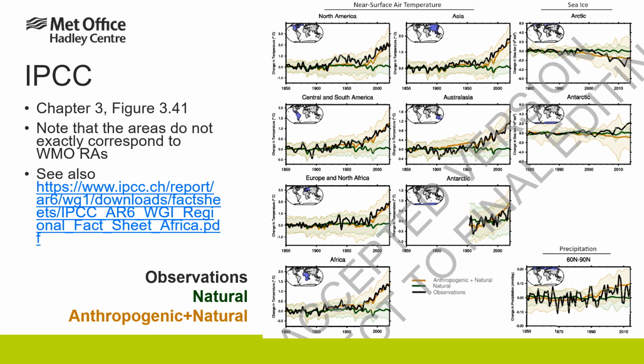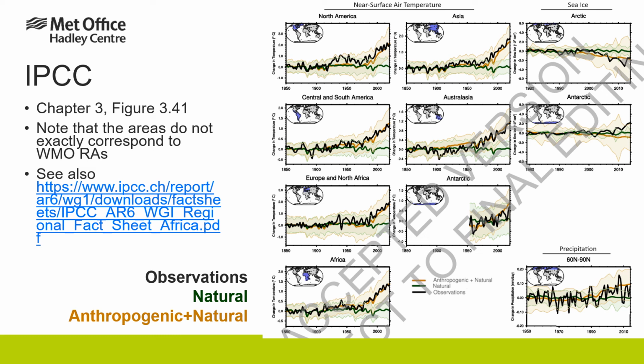And you can see that the green line there, which is showing the natural model runs, has very little long-term trend. In contrast, the model runs, which include both anthropogenic and natural drivers, show long-term warming that's reasonably consistent with the data.